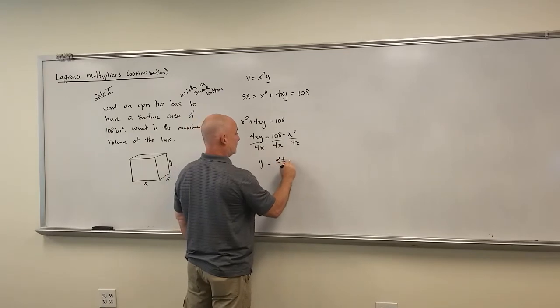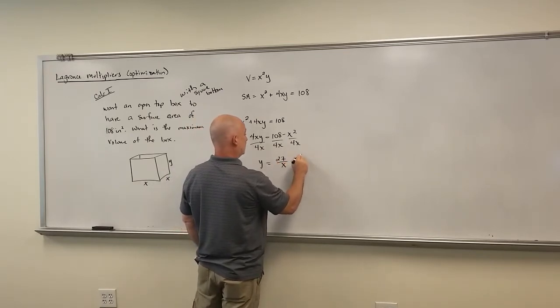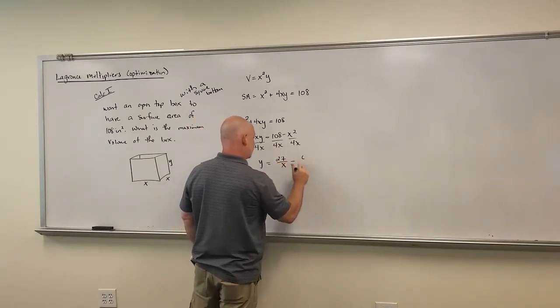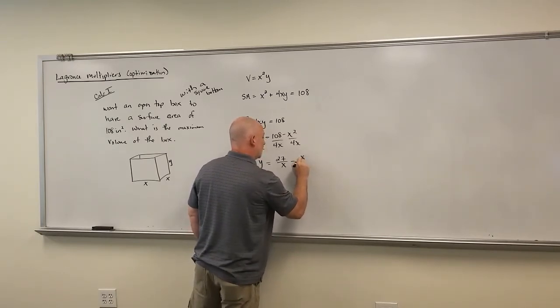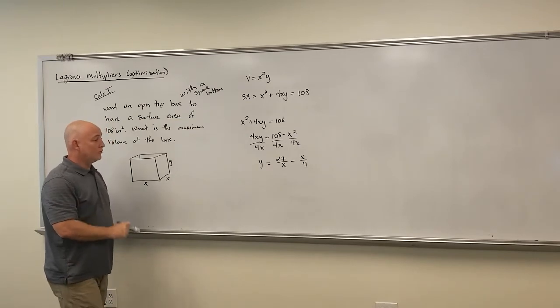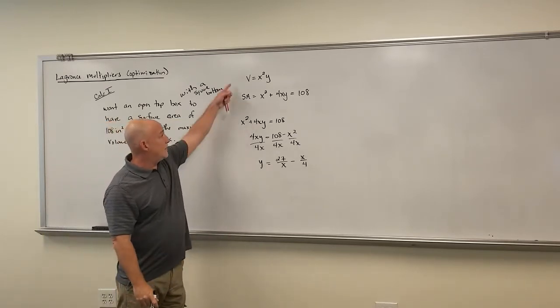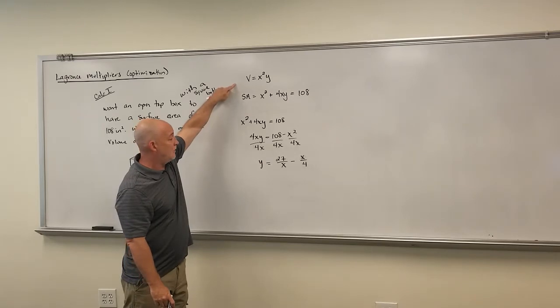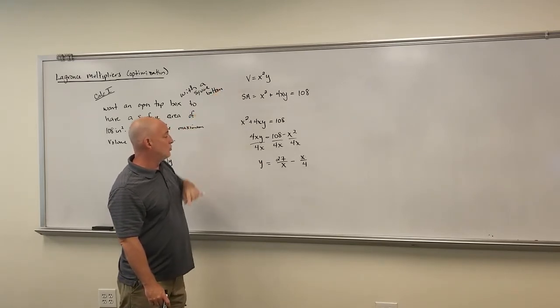7 over x minus x over 4. Okay, that's what our y equals. So let's go ahead and plug that into the other equation. Now we'll get our primary equation down to one variable.